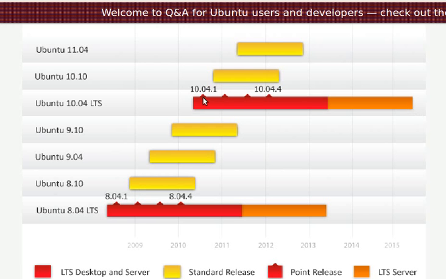Now these here are point releases. 10.04 was here. This is 10.04.1, 10.04.2, 10.04.3, 10.04.4. Those are point releases. What I sent you was the 10.04.2, which is the second point release, and that brings you up to date to this point.